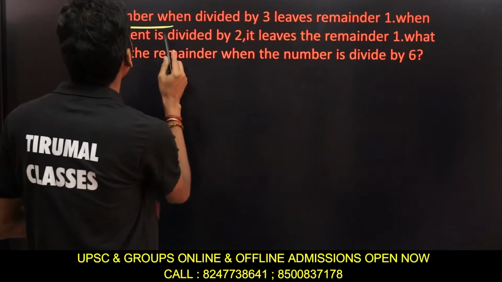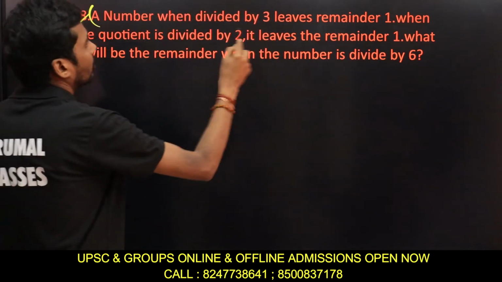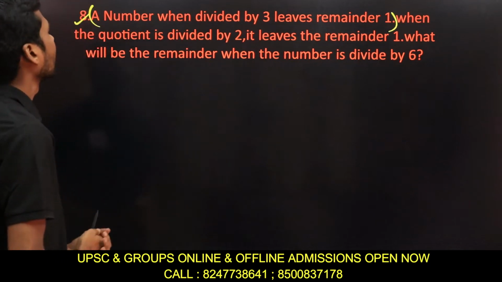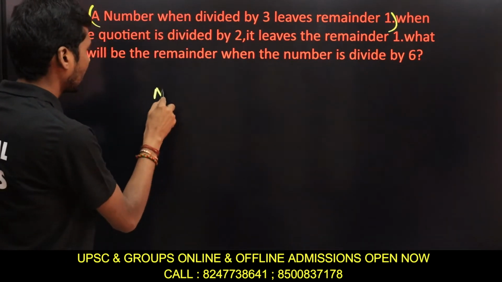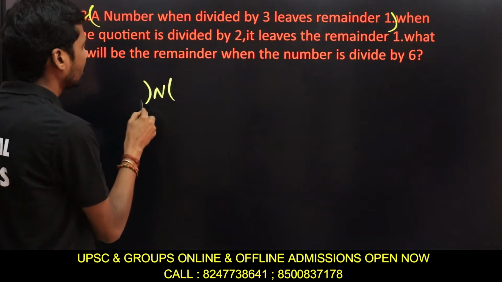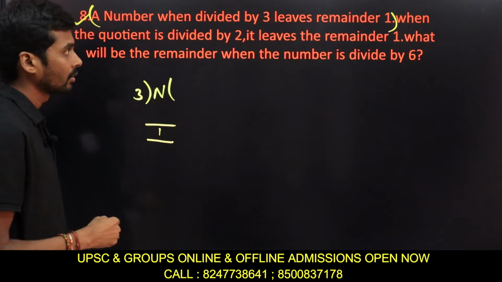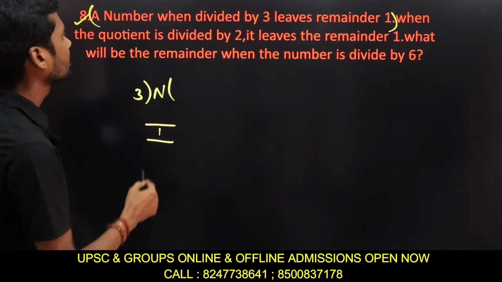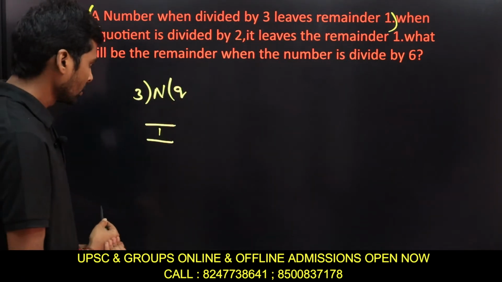If you take the first statement, a number when divided by 3 leaves the remainder 1. So if I divide the number by 3, what is the remainder I'll get? The remainder, it is given, is 1. When the quotient is divided by 2 - quotient means here q, right?